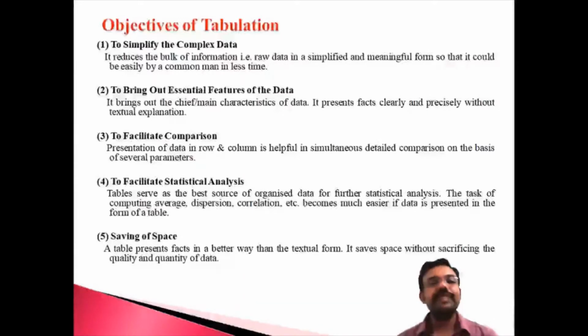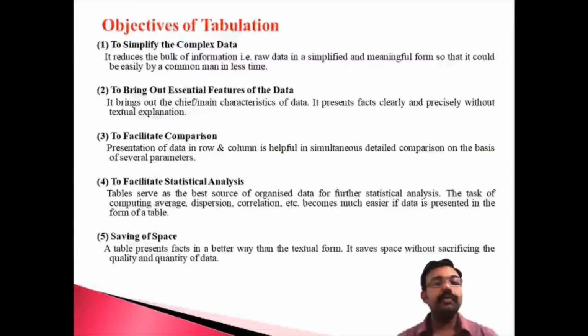The third one is to facilitate comparisons. You can easily compare each and every element with the help of the table. Row-wise data is available and column-wise data is available. You can easily compare each and every element, and cross-wise comparison is always possible with the help of tabulation. Gender-wise comparison is possible, and age-wise comparison is possible. Different types of comparisons are done with the help of tabulation. So the third important objective is facilitating comparisons.